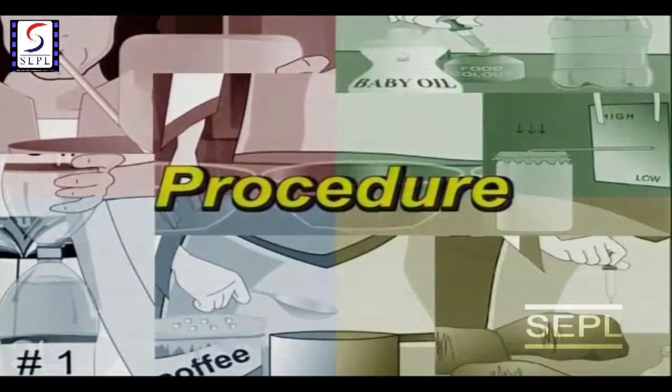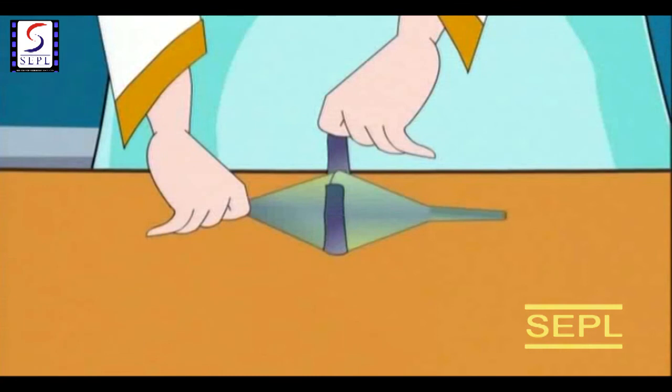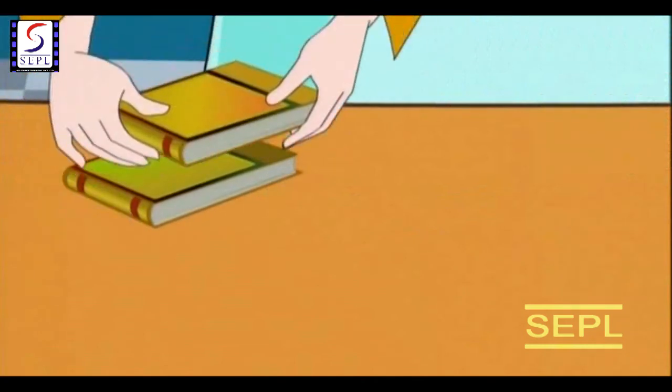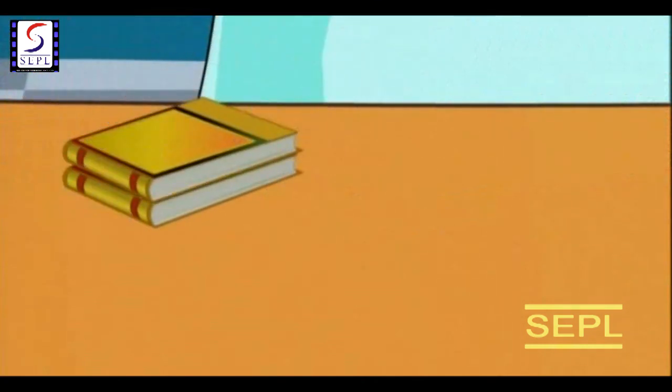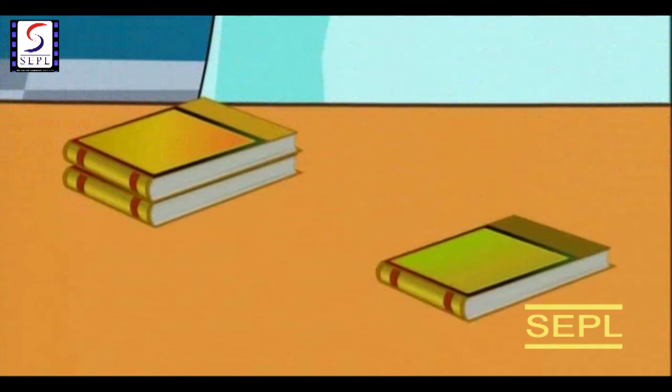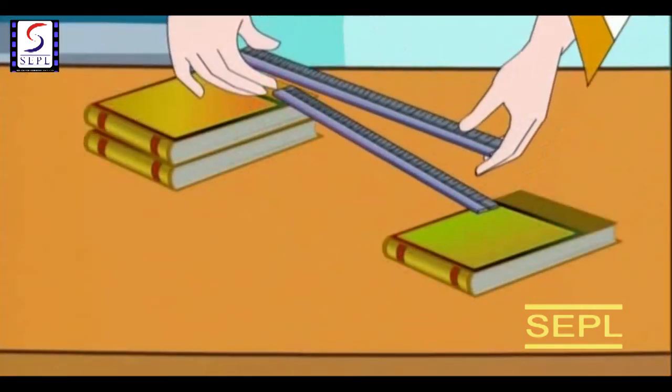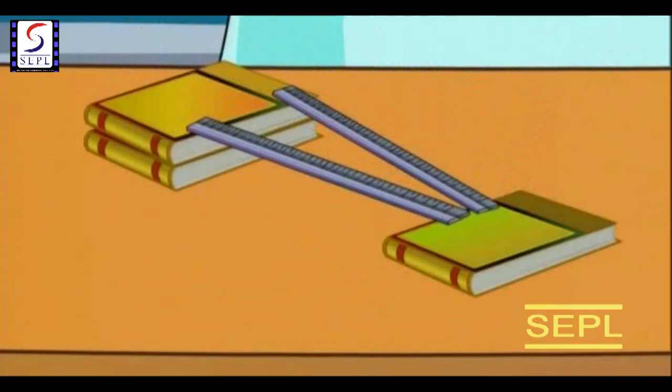Procedure: Hold the wide ends of the 2 funnels together. Secure them with masking tape. Stack 2 books on the floor. Place the 3rd book 30 inches in front of the stack. Place the end of each yardstick on opposite sides of the taller stack. Rest the other ends of the yardsticks side by side, with the ends touching on the single book.